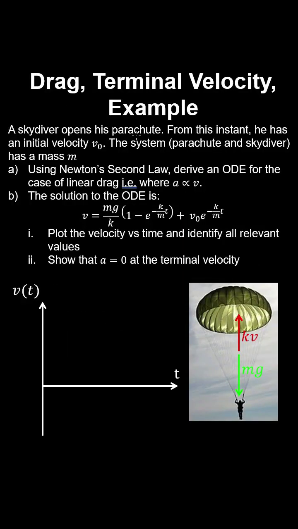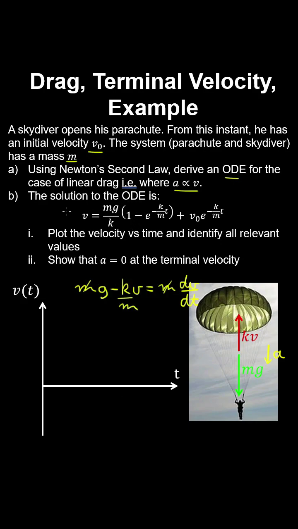then we obtain a terminal velocity. A skydiver opens his parachute and has an initial velocity v0, and the system, which is the parachute and skydiver, has a mass m. Part A asks us to derive the ODE for the case of linear drag, where the drag force is proportional to the velocity. Using Newton's second law, where the acceleration acts downwards, where the acceleration is the derivative of the velocity, and if you divide through by the mass, we obtain the ODE.